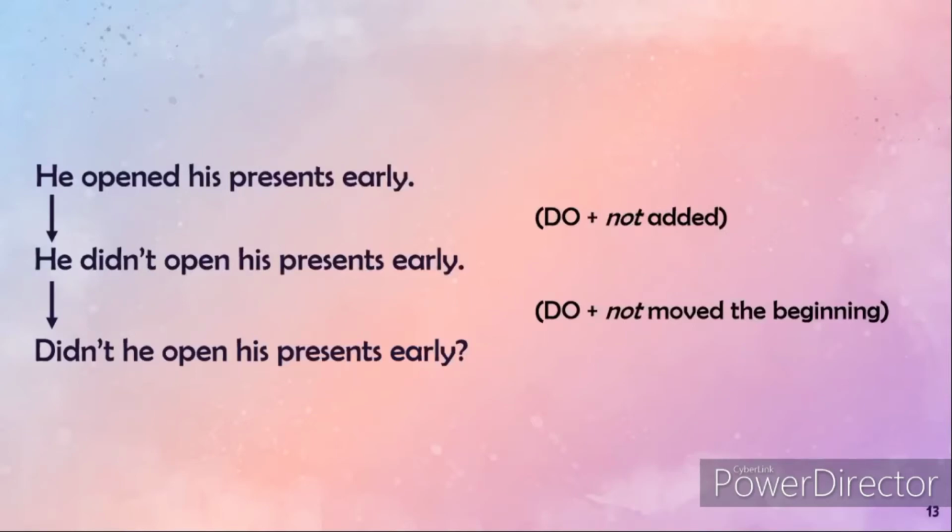For the summary, negative transformation. For the first one, in a positive sentence, if there is no auxiliary verb or be, insert do as an auxiliary verb. For the second one, insert not after the first auxiliary verb or be in the positive sentence.